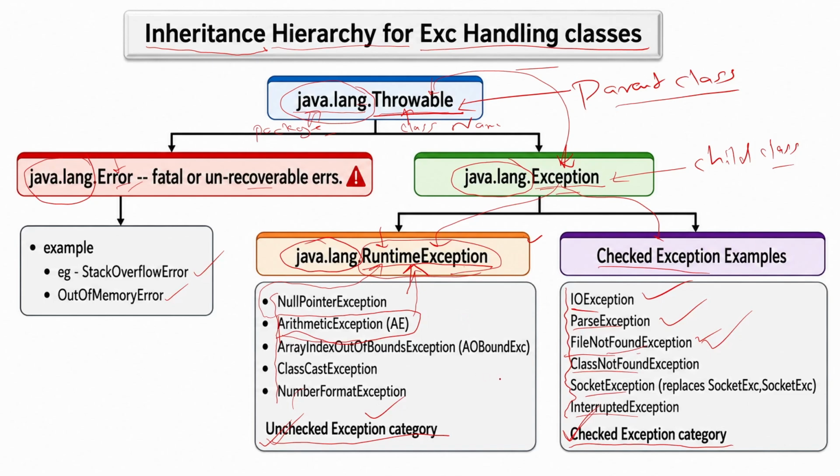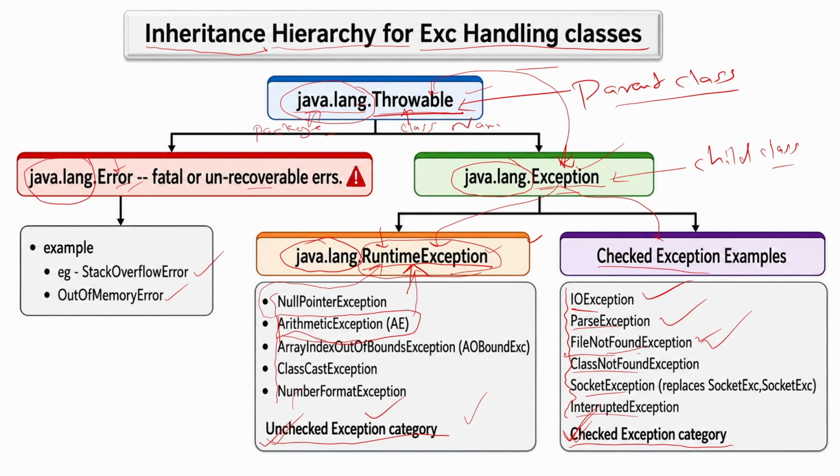So these are the examples of checked and unchecked exception. The parent class is Throwable and the child class is Exception, and further Exception is the parent class for the child class RuntimeException. So this is the hierarchy. Whatever classes are inherited from RuntimeException fall in the unchecked exception category, and those classes which are not inherited from RuntimeException are called checked exceptions.